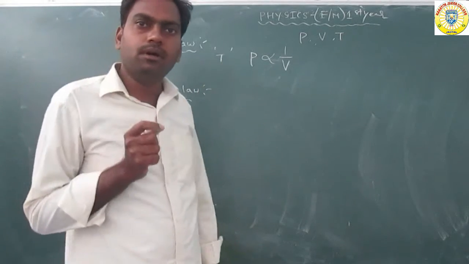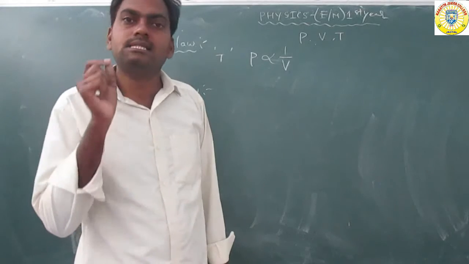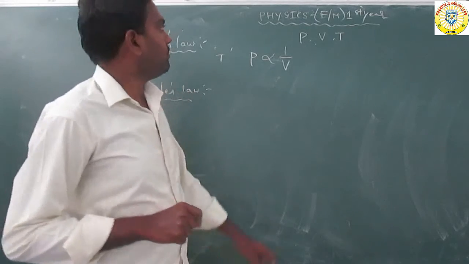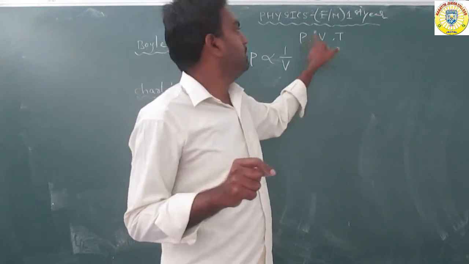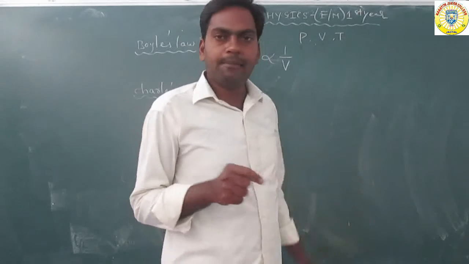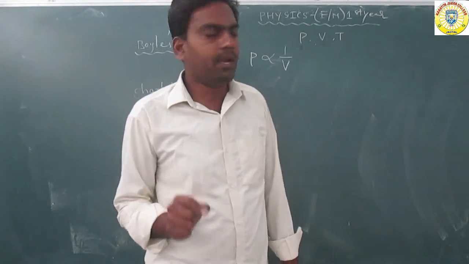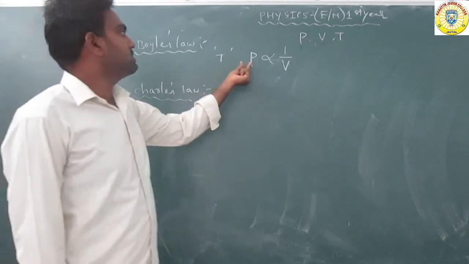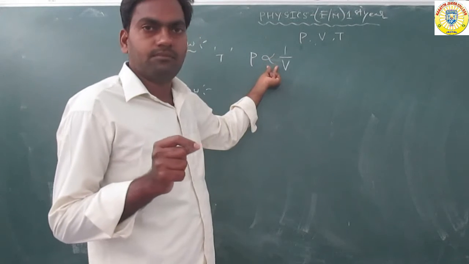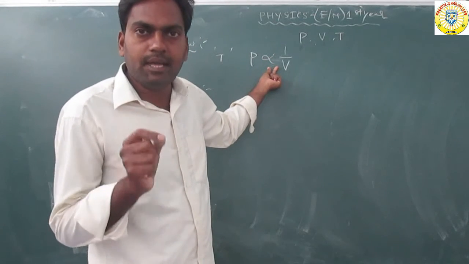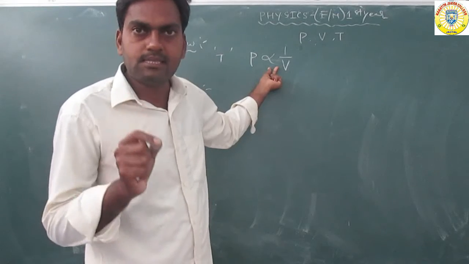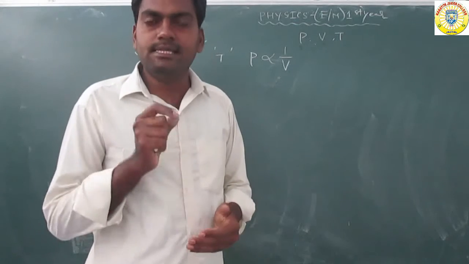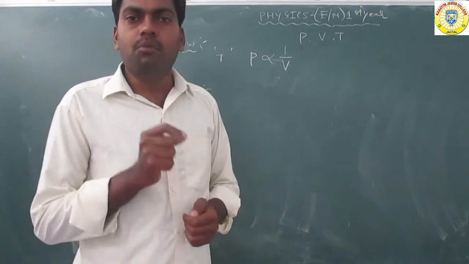We will also discuss another topic, Charles' law. Boyle's law in gases: P means pressure, V means volume, T means absolute temperature. At a constant temperature, the pressure of a given mass of gas is inversely proportional to its volume. This is called Boyle's law.